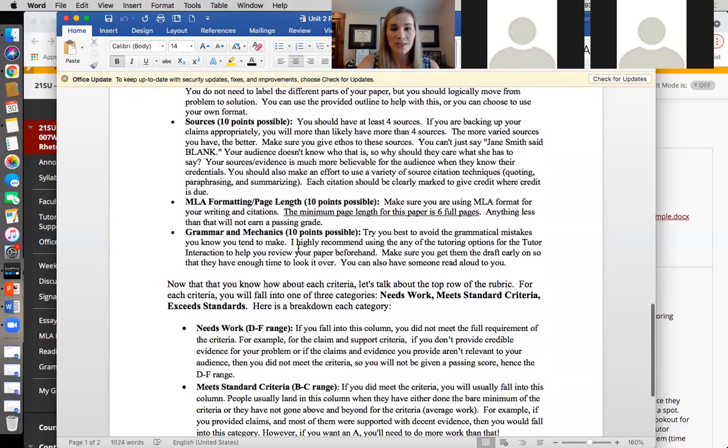Okay, sources: you should be using at least 4 sources. If you're making a really good argument and backing up all your claims, it's most likely going to be more than that. But just know that you need to have at least a minimum of 4. And make sure that when you are using these sources, you're providing credibility to your sources, right?